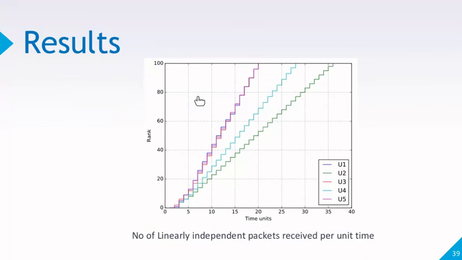So this graph here shows the rate at which each node receives linearly independent content. The x-axis has the time units, whereas the y-axis has the number of linearly independent packets that each node is receiving per unit time. As we have 100 sources, each node requires 100 linearly independent packets. You can see that the curves here are linear, but when we looked into the detail, we saw that all the clients are in fact receiving the content at their maximum possible throughput.